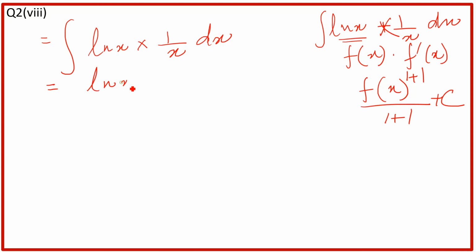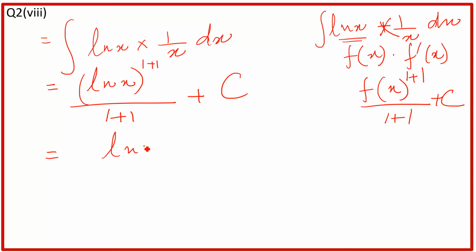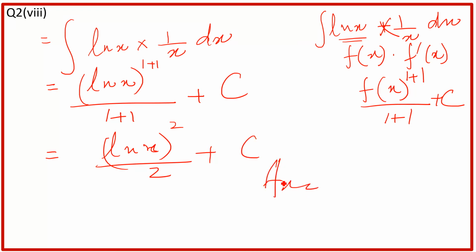So for log of x, the power or exponent is 1, we have to add 1 here. The new exponent is 1 plus 1, which is 2, so the result is natural log of x, whole square, divided by 2, plus c, the constant of integration. How simple it is, right?